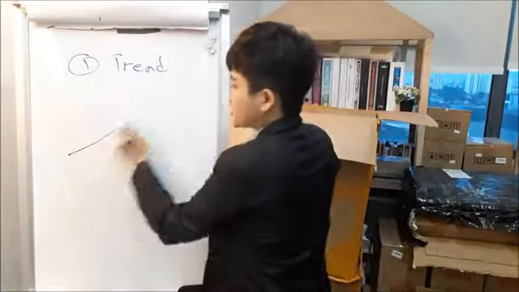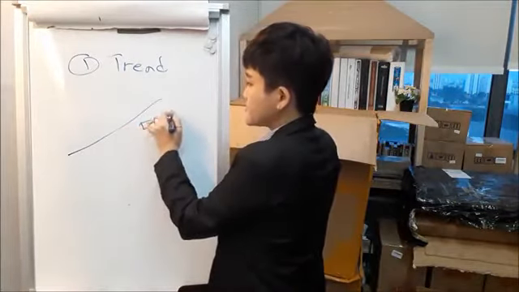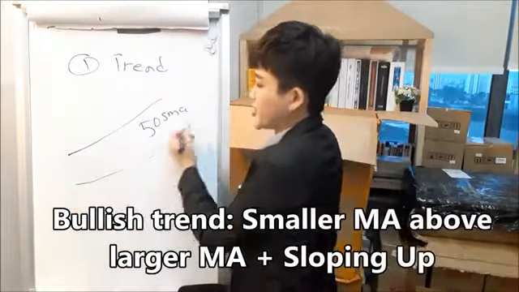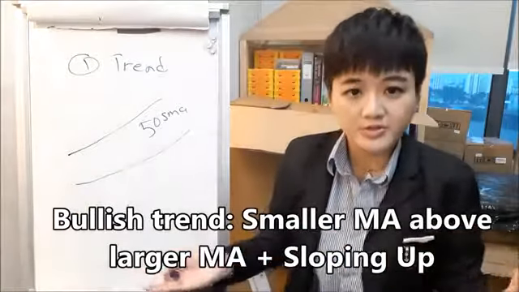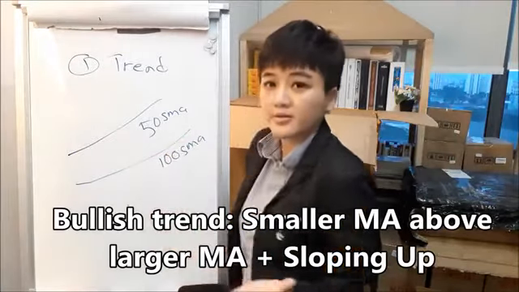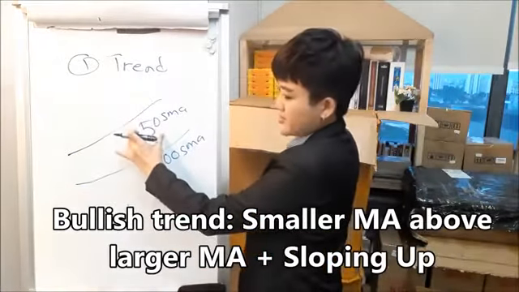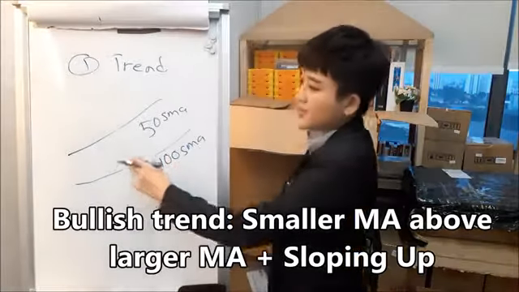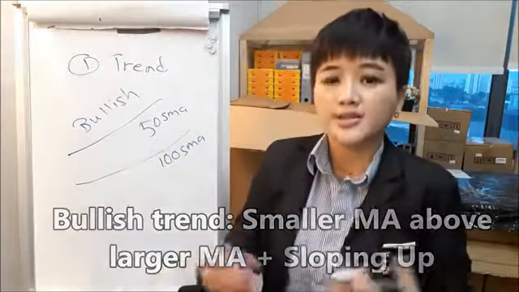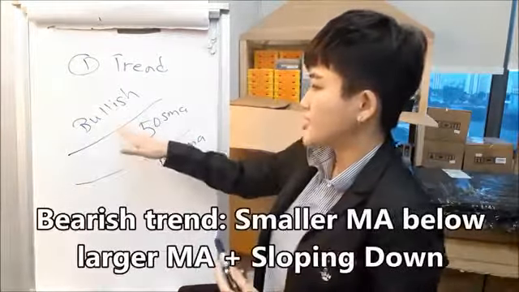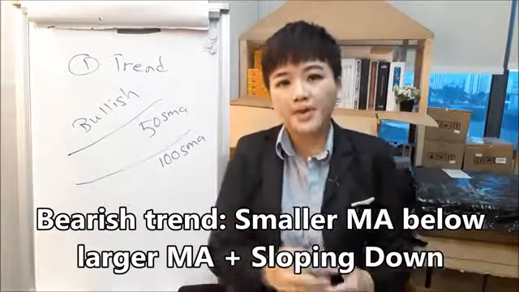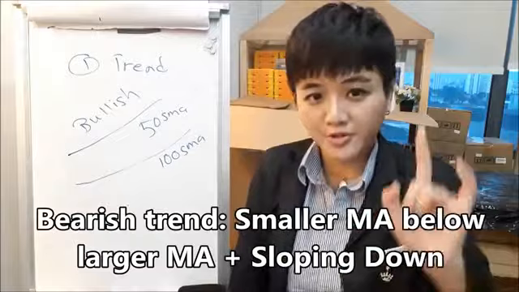So for example, if you use 50 SMA, you want the smaller moving averages to be above your larger moving averages. Different people use different numbers, right? So let's say for example, you like to use 100 SMA, okay? You want the smaller SMA to be above the larger SMA. This is a bullish trend. On the other hand, if you have 100 above 50 and both are sloping down, it is a bearish trend. You should know this by now, okay?